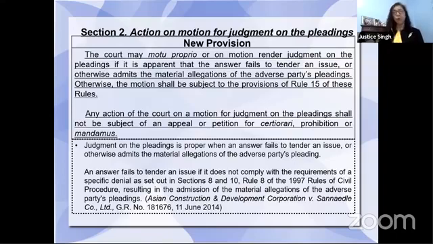Okay? So when is judgment on the pleadings proper, no? Bar question din po ito last nung 2019 bar exam namin sa REM, no? The judgment on the pleadings is proper, sabi sa atin ng rule, when an answer fails to tender an issue or otherwise admits the material allegations of the adverse party's pleading, no? So kailan nagfe-fail to tender an issue yung answer? Kung inadmit lahat ng allegations ng plaintiff, di ba? So, or kung hindi man inadmit lahat, yung hindi niya inadmit are irrelevant. Okay? They do not go into the core of the controversy between the parties, no?